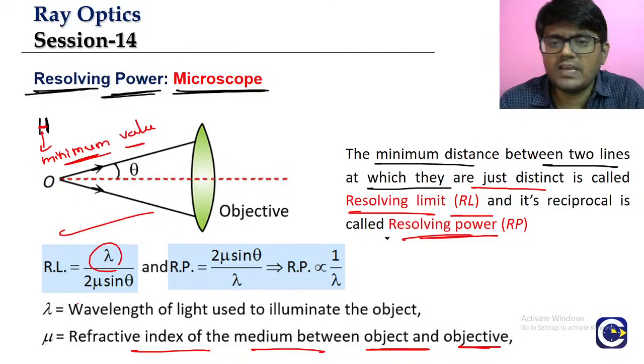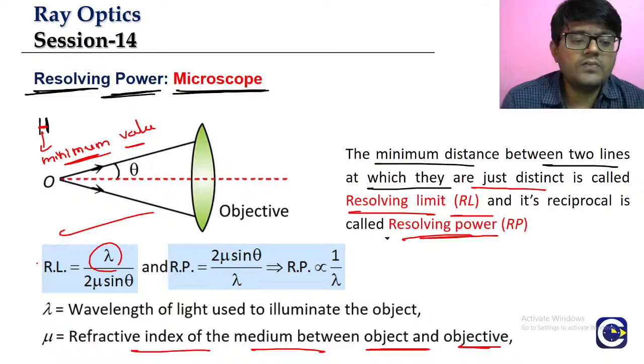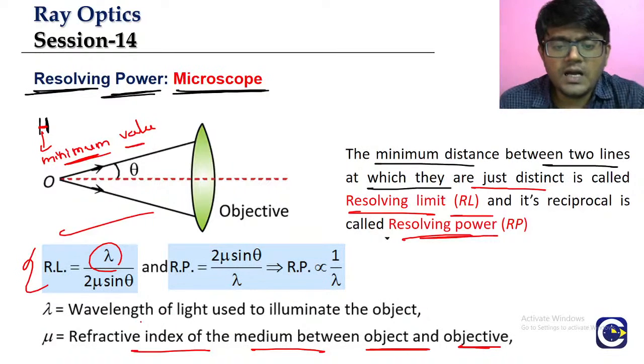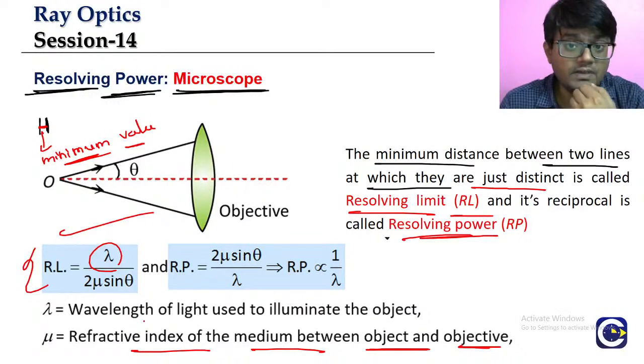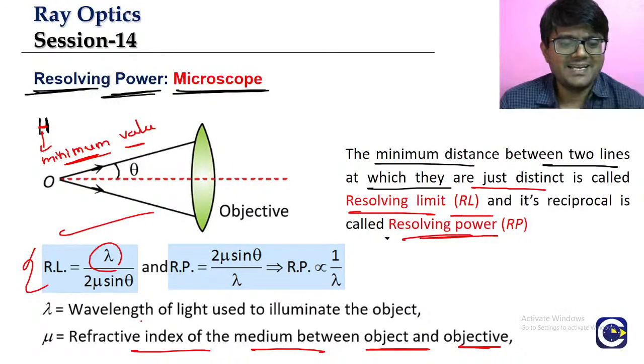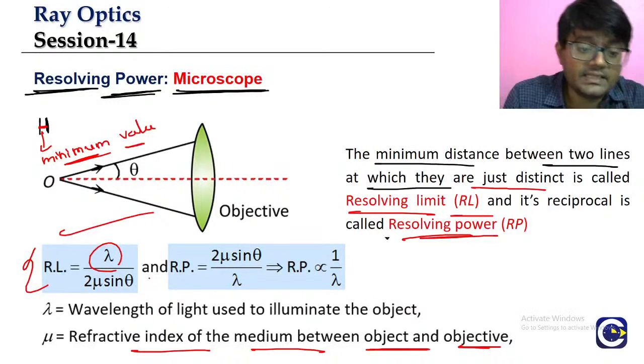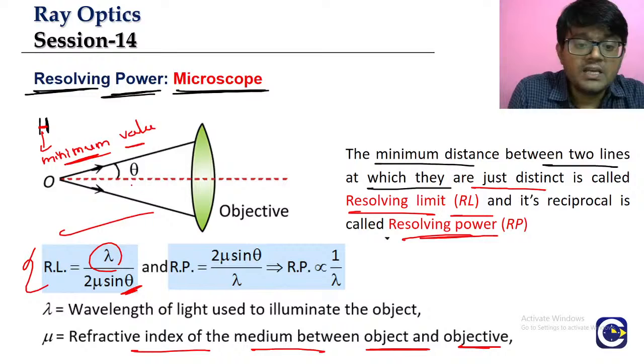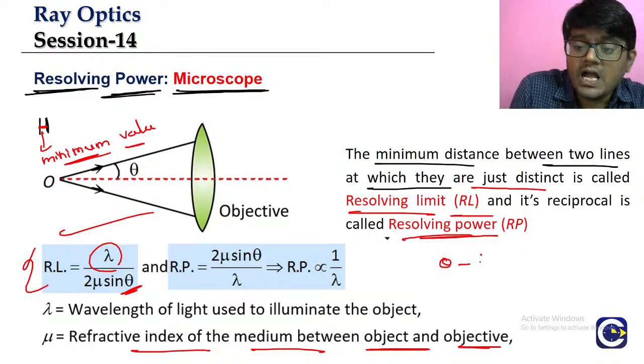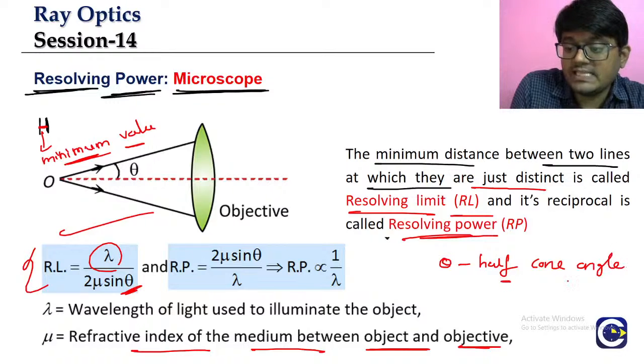When we go to wave optics, we'll talk about how we can understand this resolving limit using the concept of wave optics. But here we'll just take it like a result. So what is it? Lambda by 2 mu sin theta. Here the angle theta is actually called the half cone angle. What is the angle theta called? Half cone angle.